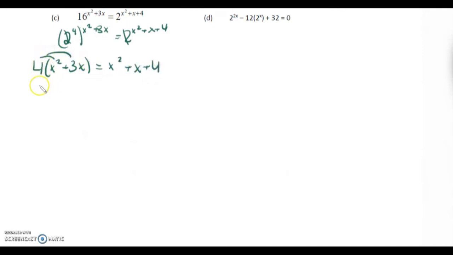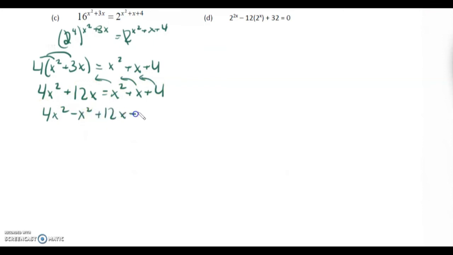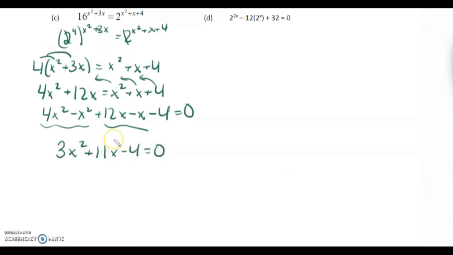Let's distribute that 4 into the bracket. 4x squared plus 12x equals x squared plus x plus 4. So what I'm going to do is bring everything to the left-hand side. Okay, we would have 4x squared minus x squared plus 12x minus x minus 4. Okay, so let's collect these. 3x squared plus 11x minus 4. Okay, so all we've done is we changed so that we had the same base. We canceled the bases. We expanded and simplified.